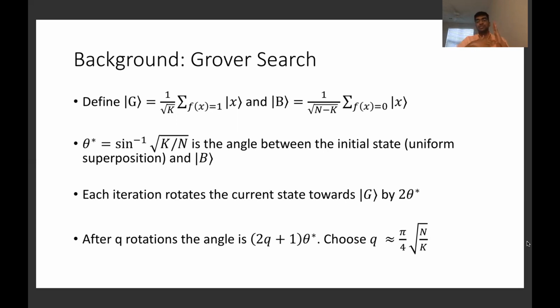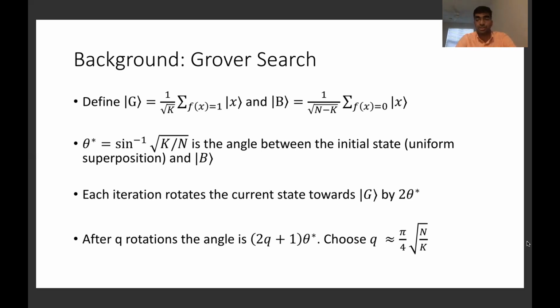The uniform superposition is at angle theta star away from B, where theta star is arcsine of square root k over n. Now what Grover's algorithm does is it rotates our current state, which starts at the uniform superposition, further and further away from the bad state and towards the good state. And each Grover iteration rotates the current state towards the good state by 2 theta star. And so after q rotations, the angle is (2q plus 1) theta star.